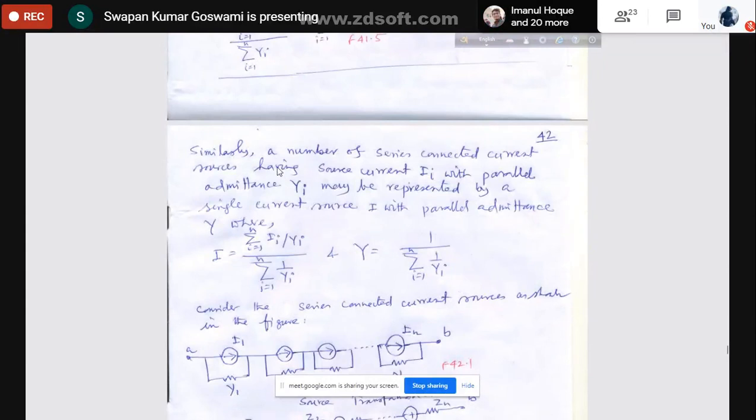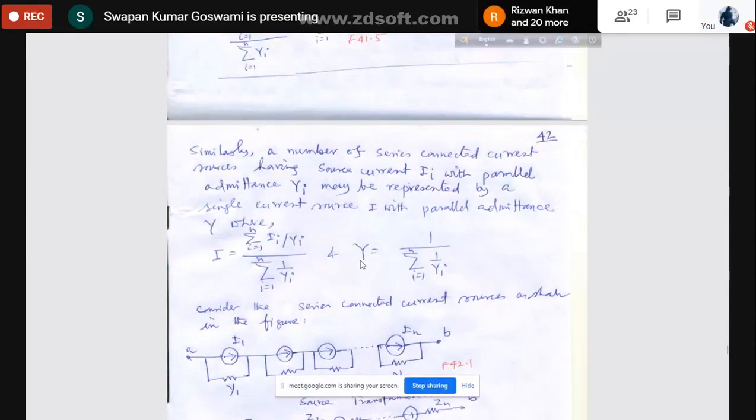Let us continue with the same theorem, Millman's theorem. Now it is applied to series connected current sources. How? A number of series connected current sources having source current Ii with parallel admittance Yi may be represented by a single current source I with parallel admittance Y. A number of current sources are connected in series, and you can represent them by a single current source with parallel admittance.